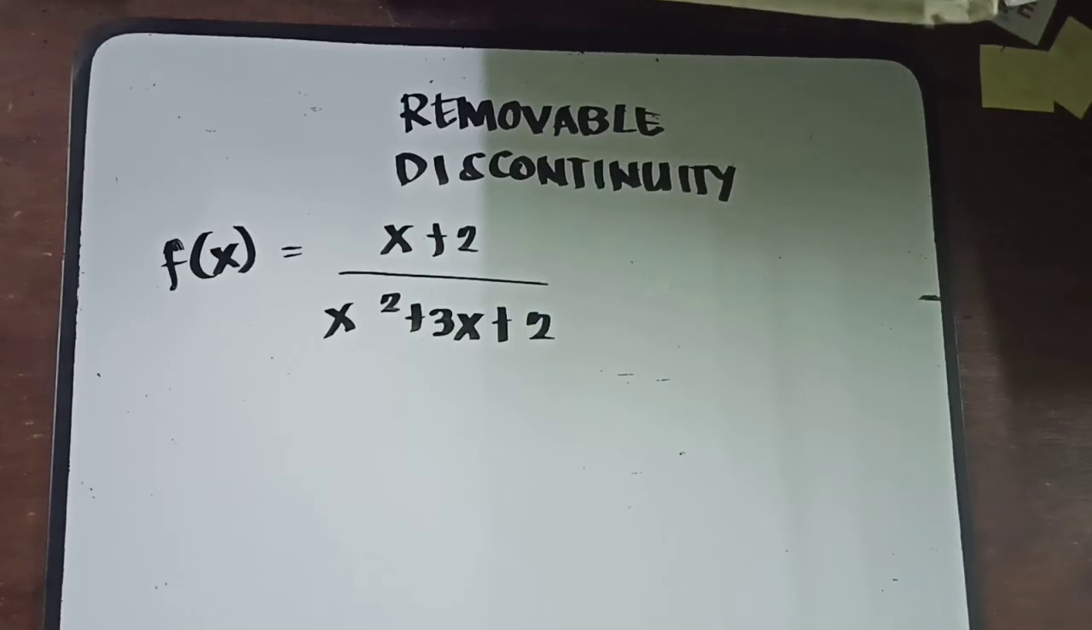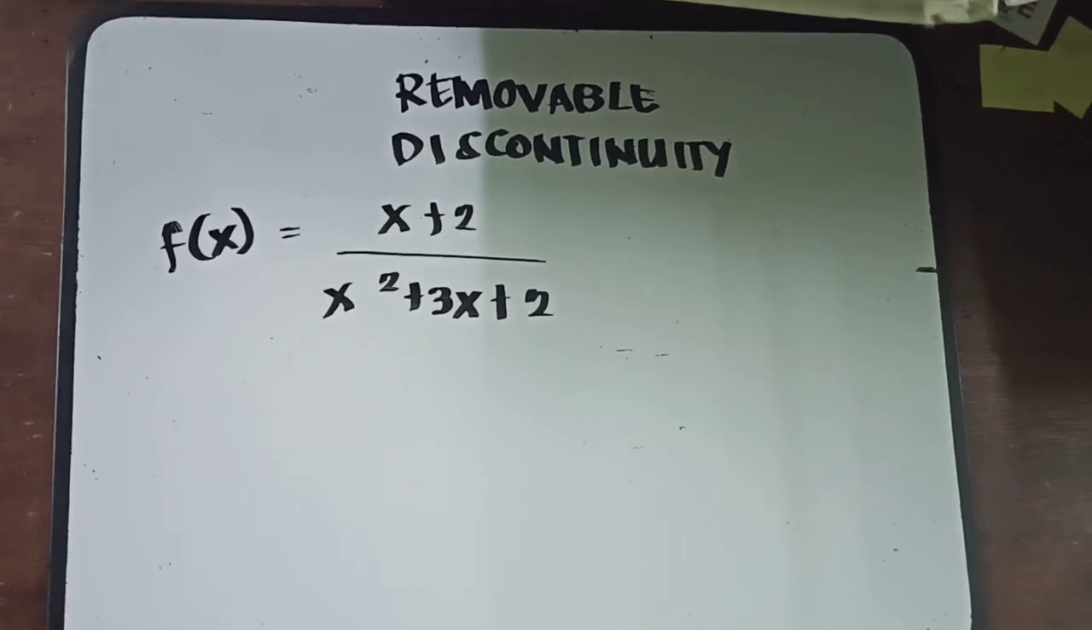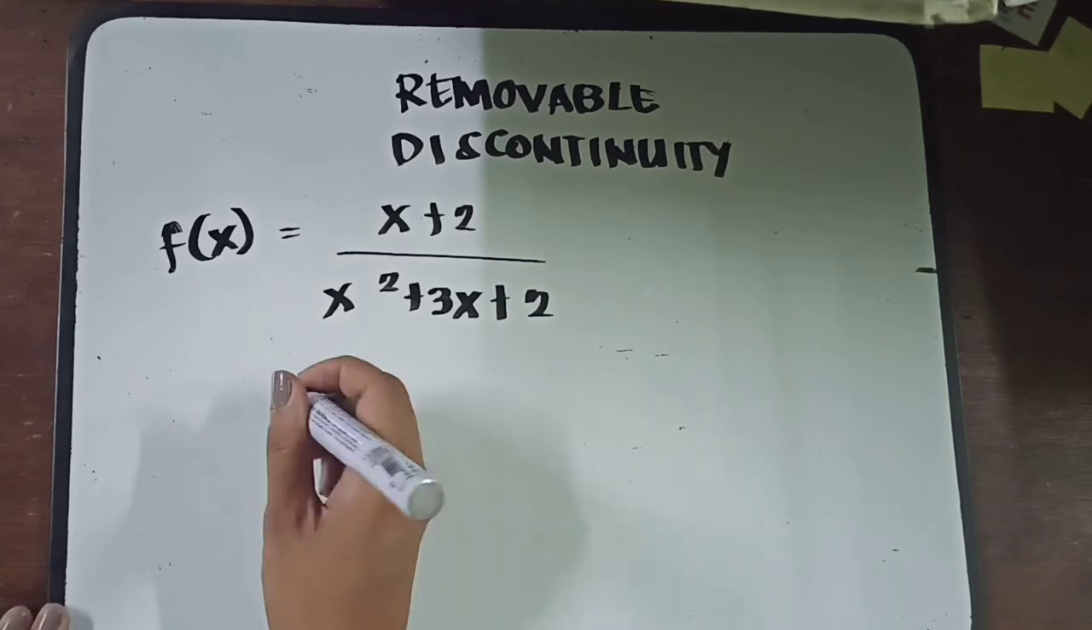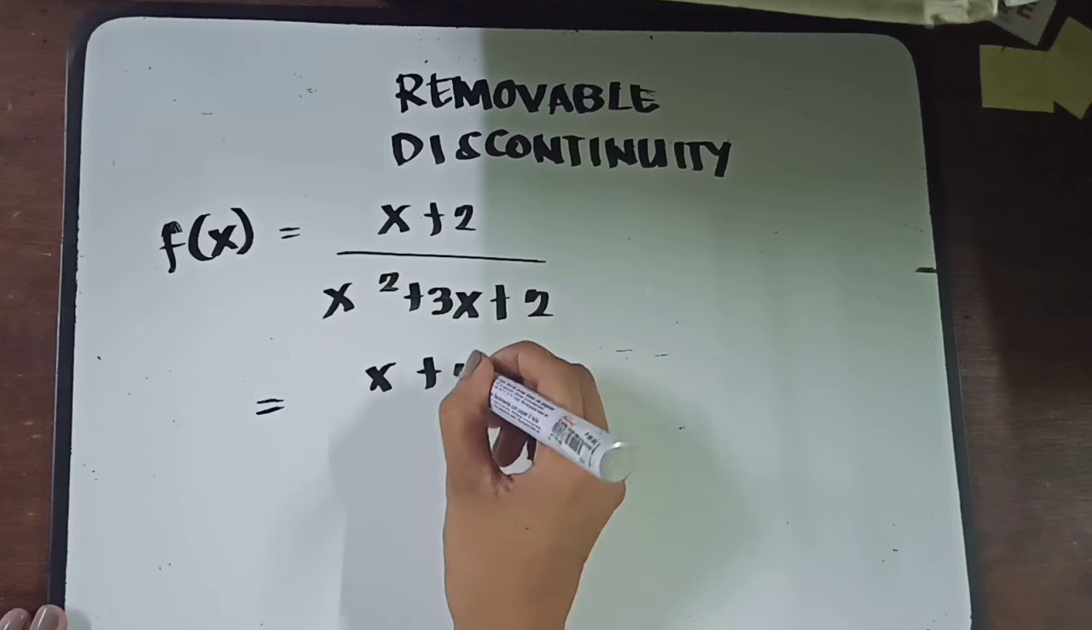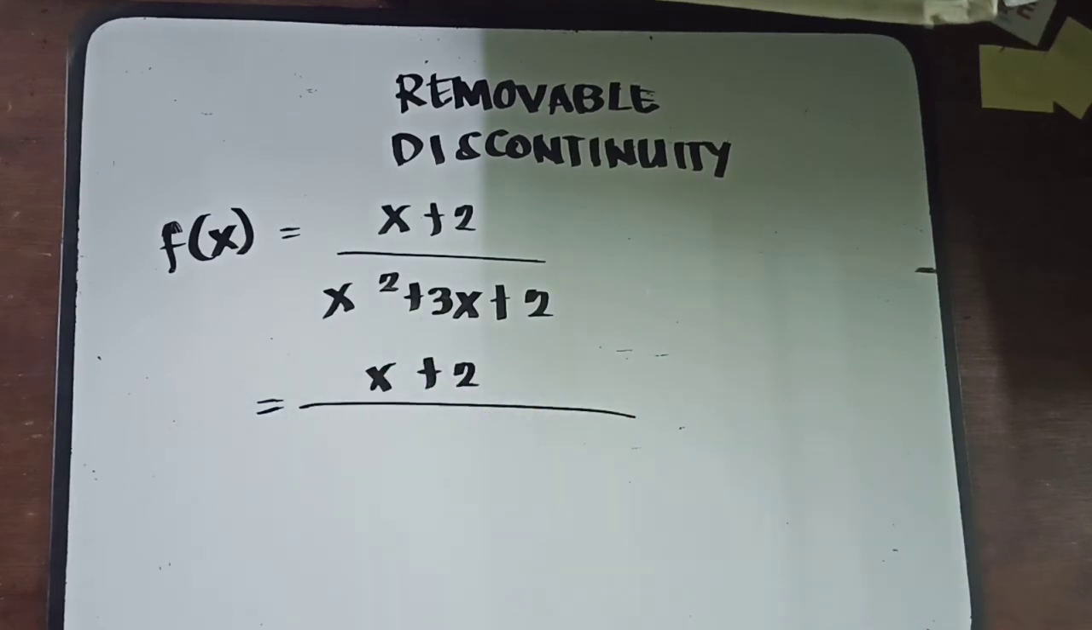Okay, so now, kailan ba nagkakaroon ng removable discontinuity? Okay, so check natin kung yung rational function ba natin or yung function ba natin is factorable and kung meron ba akong pwedeng i-simplify. Okay, so kung factorable yon, ibig sabihin, doon papasok yung removable discontinuity. So for example, this f of x is equal to x plus 2 over x squared plus 3x plus 2. So kung mapapansin nyo, yung denominator is pwede kong i-factor. Okay, so that is x plus 2 for the numerator. Denominator, pwede ko i-factor again.